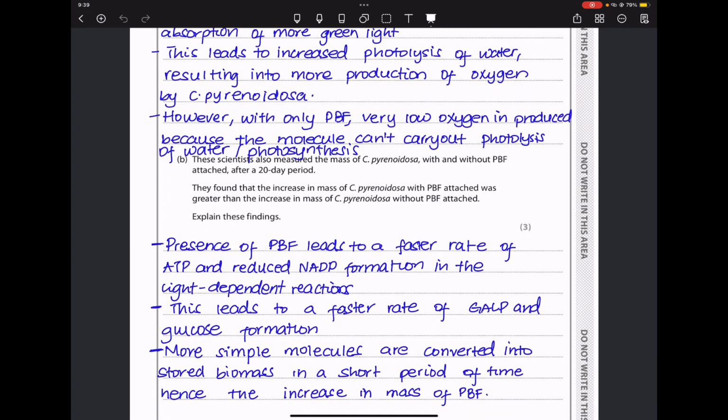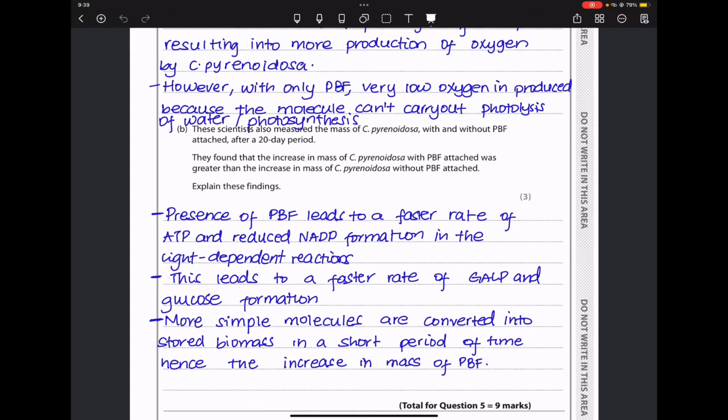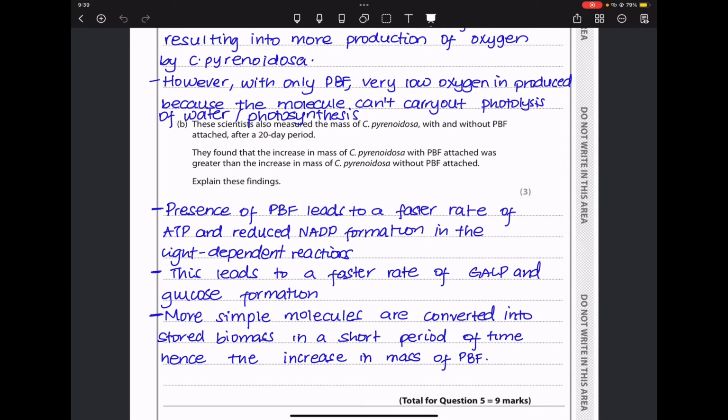In part B, the scientists also measured the mass of C. pyrenoidosa without BPF attached after a 20-day period. They found that the increase in mass of C. pyrenoidosa with BPF attached was greater than the increase in mass of C. pyrenoidosa without BPF attached. Explain these findings.